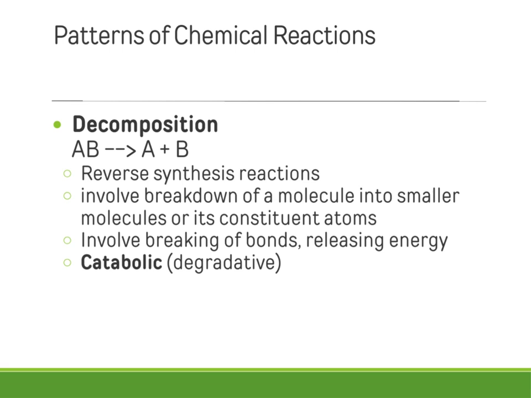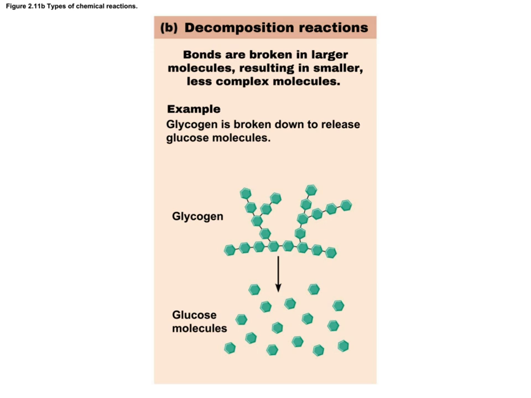The opposite of a synthesis reaction is a decomposition reaction. So let's take AB as a molecule and break it down to its constituent atoms, A plus B. A decomposition reaction is always going to break bonds and therefore release energy. These types of chemical reactions are always catabolic or degradative, so they're the opposite of synthesis. A good example in the human body is glycogen, where you take glucose or sugar molecules and break them down into their parts. So breaking down glycogen into glucose molecules is an example of a decomposition reaction.